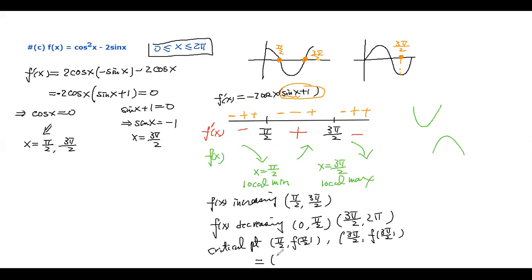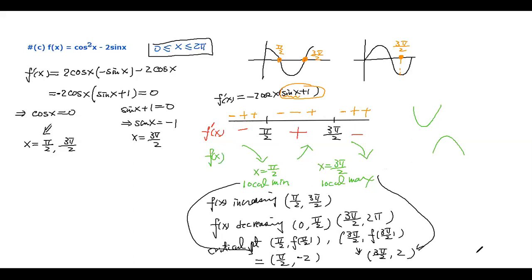Now you substitute the values. So this is pi over 2, and f of pi over 2, you get negative 2. And then this one here is 3 pi over 2. F of 3 pi over 2, you will get 2 here. So I have two critical points here. This one is a local min, and this one is a local max here. Yeah, so be careful when you put the positives and negatives here. A while ago, I did not pay attention, so I got it wrong here. So be careful with that.